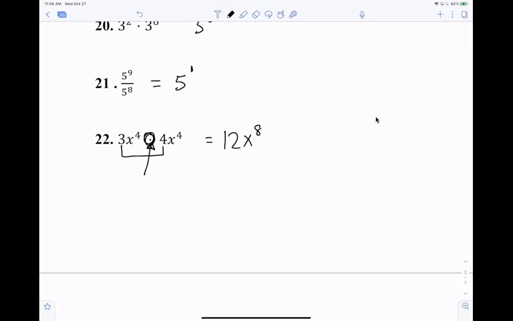All right. Anybody have a question with 22? Yes. Is that the same thing with division? Division, you divide numbers and subtract exponents. Okay. All right. Who's up?